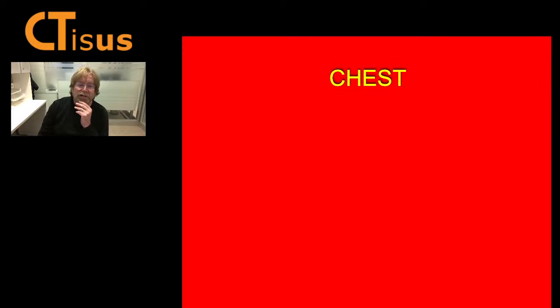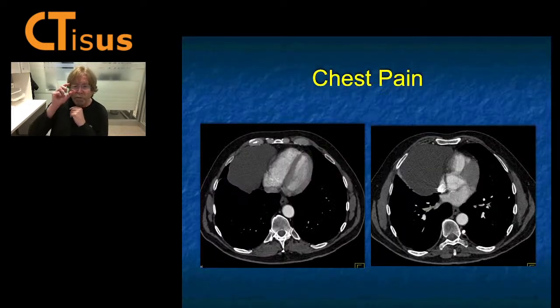Okay, let me go to chest. A couple cases in chest. What's this cystic lesion by the heart, pushing on the heart? Well, I would say pericardial cyst, great location. Pretty big pericardial cyst, but they can be big.